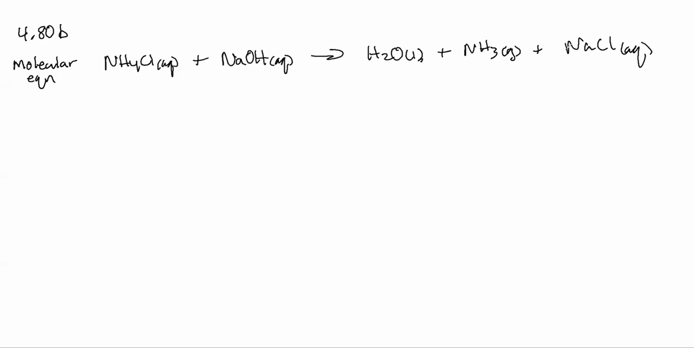So this problem reads, write a balanced complete ionic and net ionic equation for the following reactions. Okay, so here's part B.